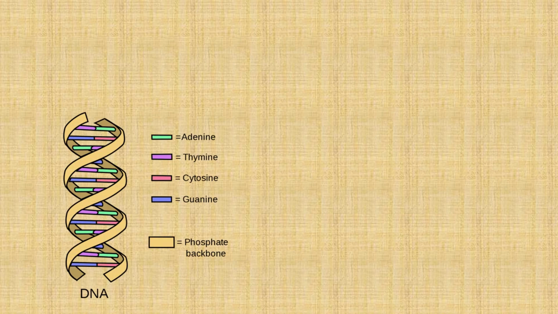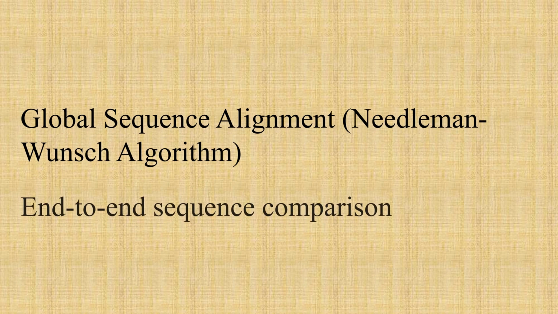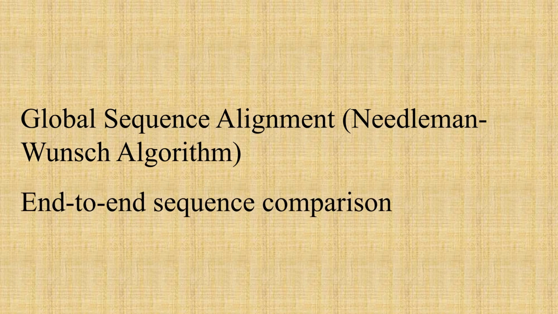Ever wonder how scientists compare DNA sequences to detect mutations, study evolution, or even identify conserved genes? Well, in bioinformatics, this is done using sequence alignment. And in this video, we'll explore global sequence alignment using the Needleman-Wunsch algorithm, focusing on how the scoring matrix is built and how traceback works.